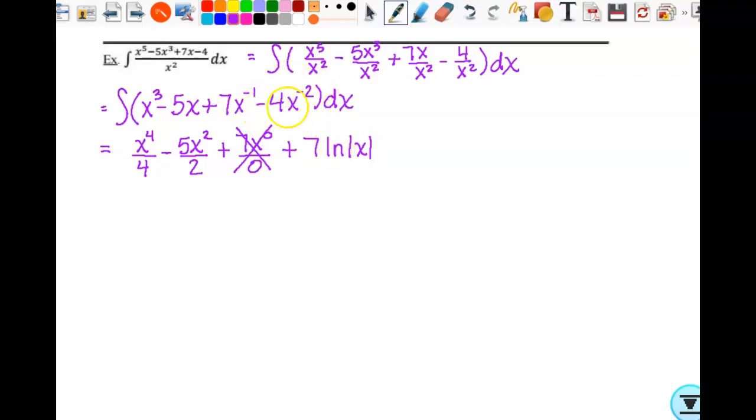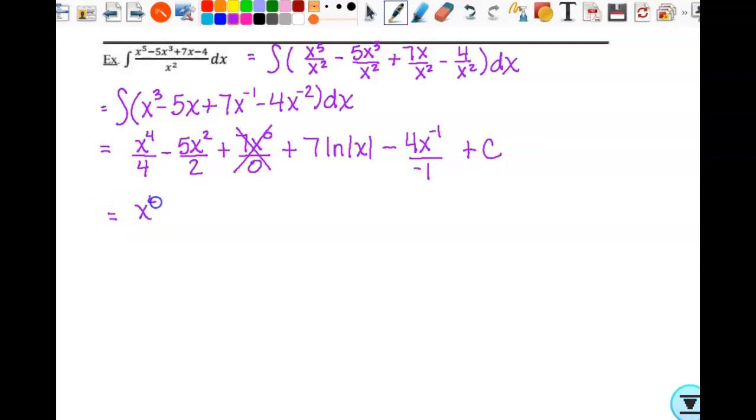So then here, minus 4x to the negative 3. Oh, not the negative 3. The what? Negative 1, sorry. Negative 1 divided by negative 1. Then plus c. Okay. All right, so let's clean this up a little bit.